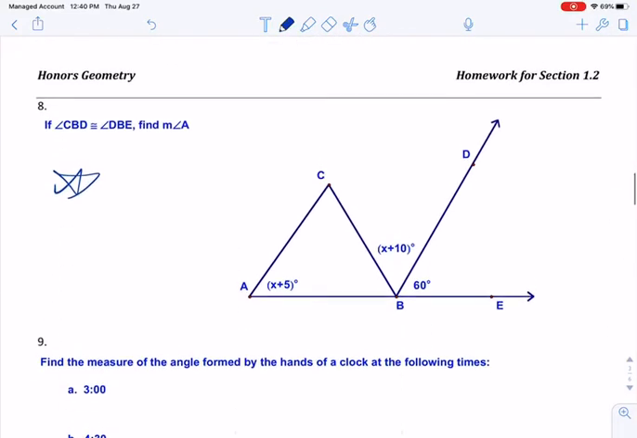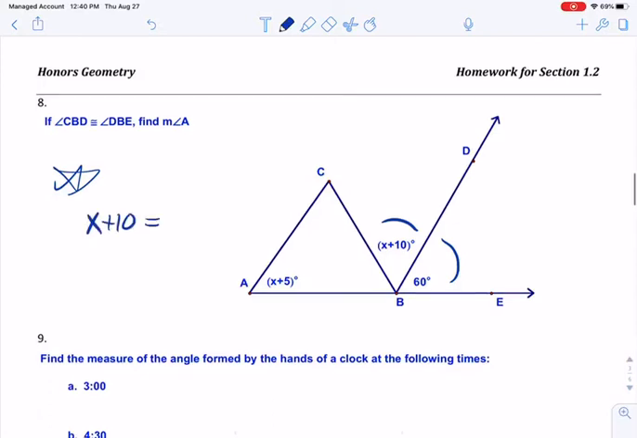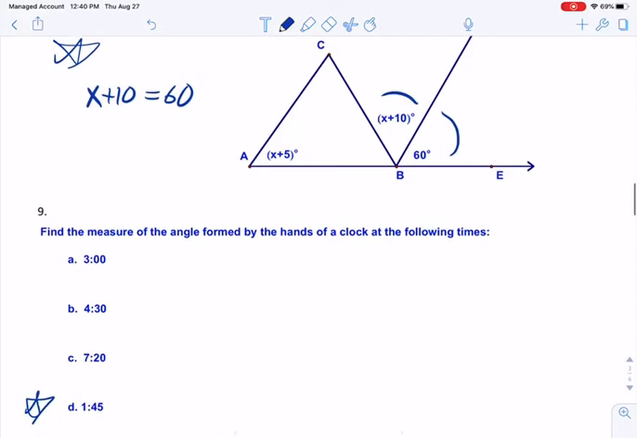Okay, this one, CBD, is congruent to DBE, so these two. And if they're congruent, I can set them equal to each other. So I can say x plus 10 equals 60. And then I could solve for x minus 10. X equals 50.